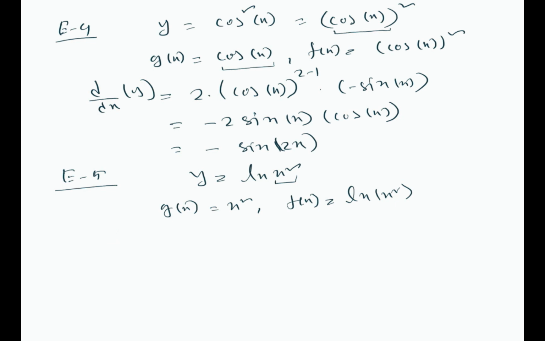So the derivative of this function dy/dx is actually the derivative of the outer function. The derivative of ln x is actually 1 over x, right? So 1 over x, in place of x we have x squared, and the derivative of x squared is 2x, right? So x and x get cancelled, so we are left with only 2 over x, right? So this is the answer for this question.